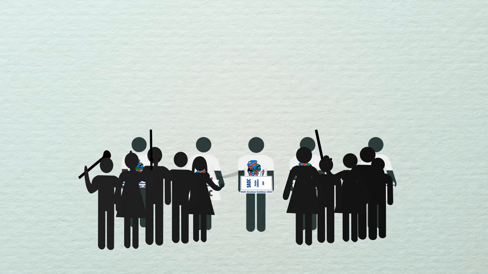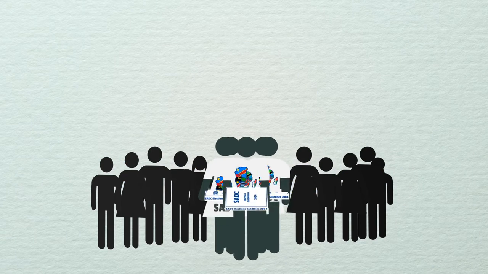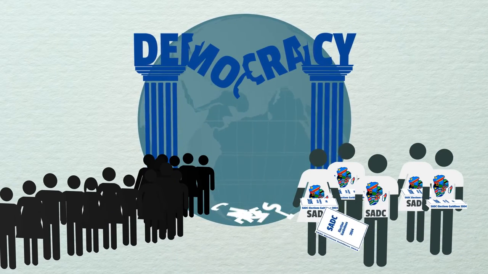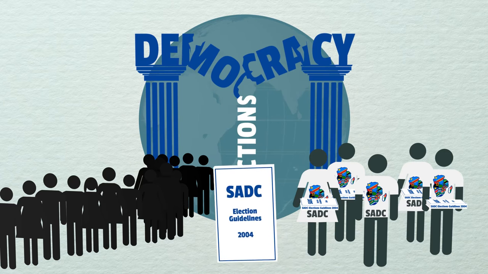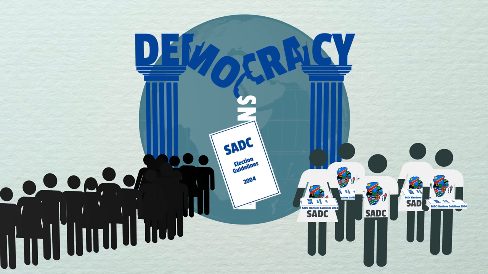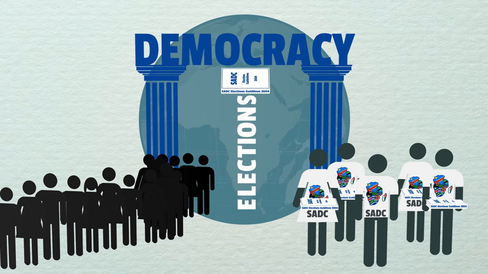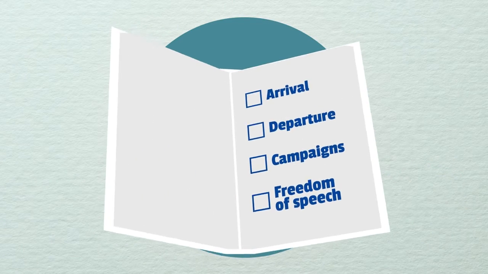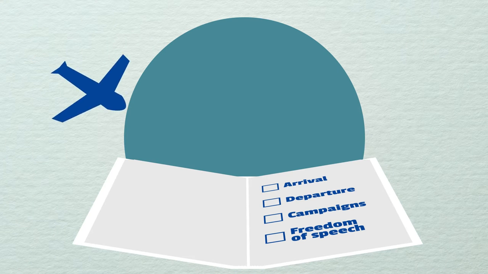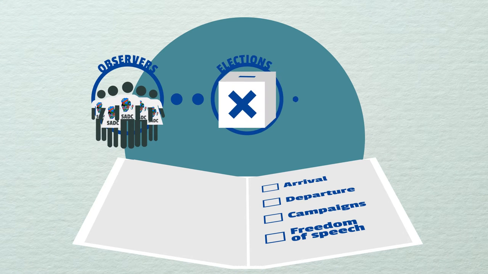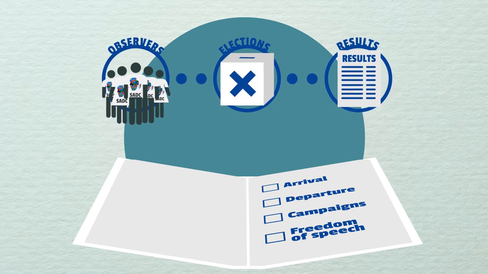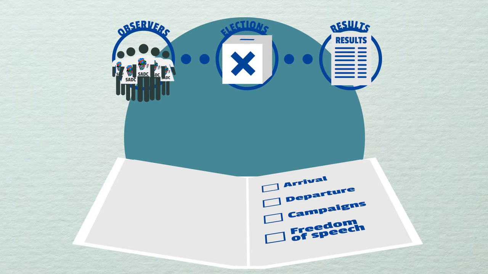To prevent this, the Southern African Development Community, or SADC, developed a series of election guidelines in 2004. It included a provision for observer missions to check whether countries are, in fact, following the rules. The problem with these observation missions was that they would arrive in the country a few days before the polls and leave straight after the results were announced. It was therefore impossible for them to check whether the run-up to the elections had gone smoothly.